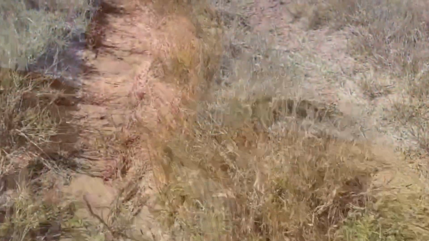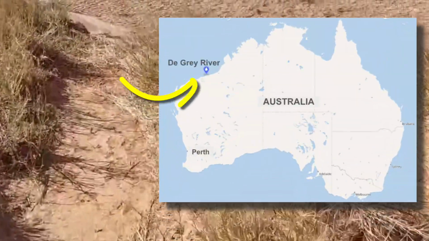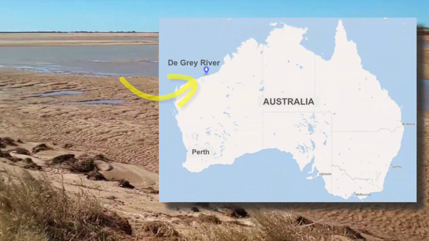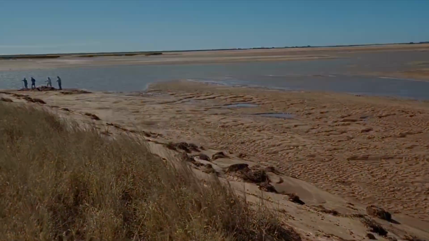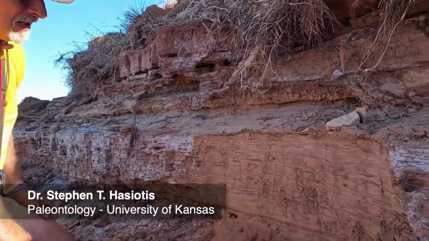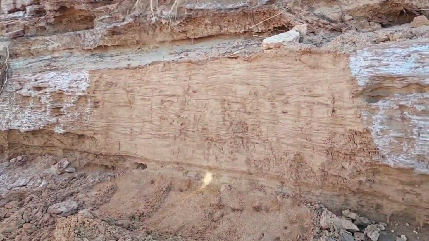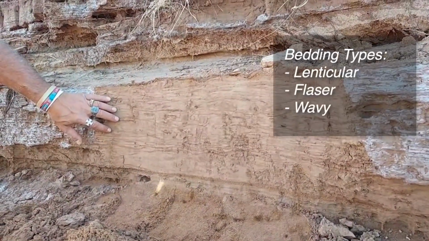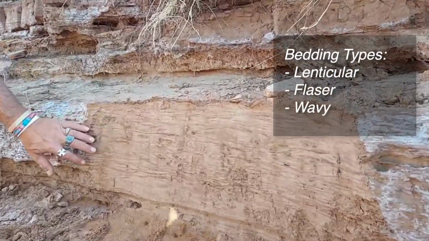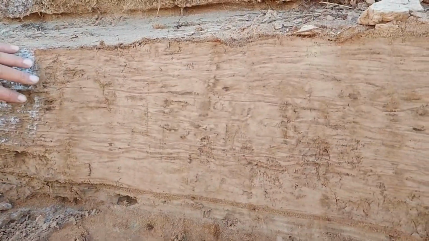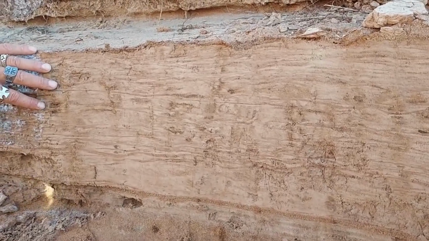So now let's take a look at a spot in Western Australia with Steve Hasiotis, where he's been looking at the effects of a hurricane on that ecosystem. Previous deposits of the De Grey River and Delta on the northwest coast of Western Australia, we see lenticular, flaser, and wavy bedding preserved in the cut bank of this river deltaic system.